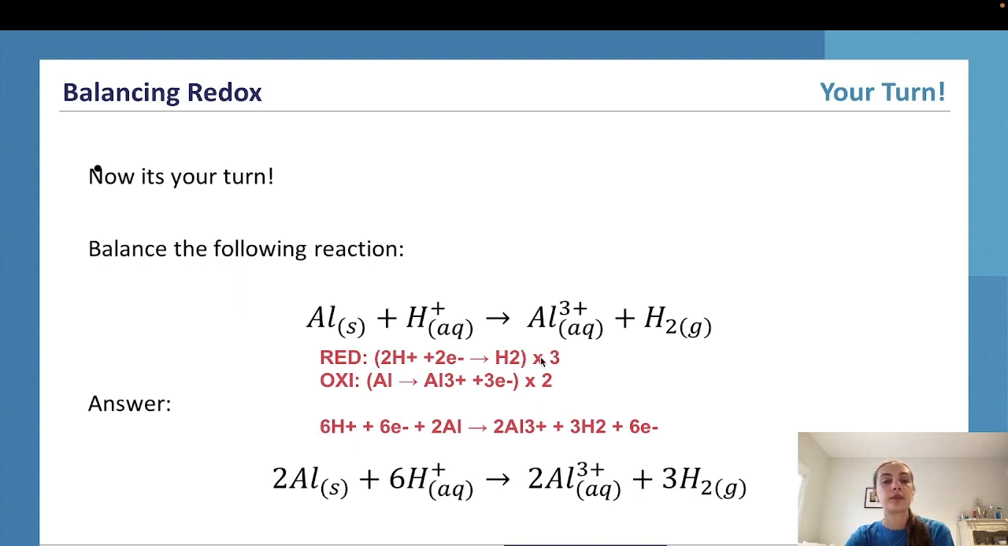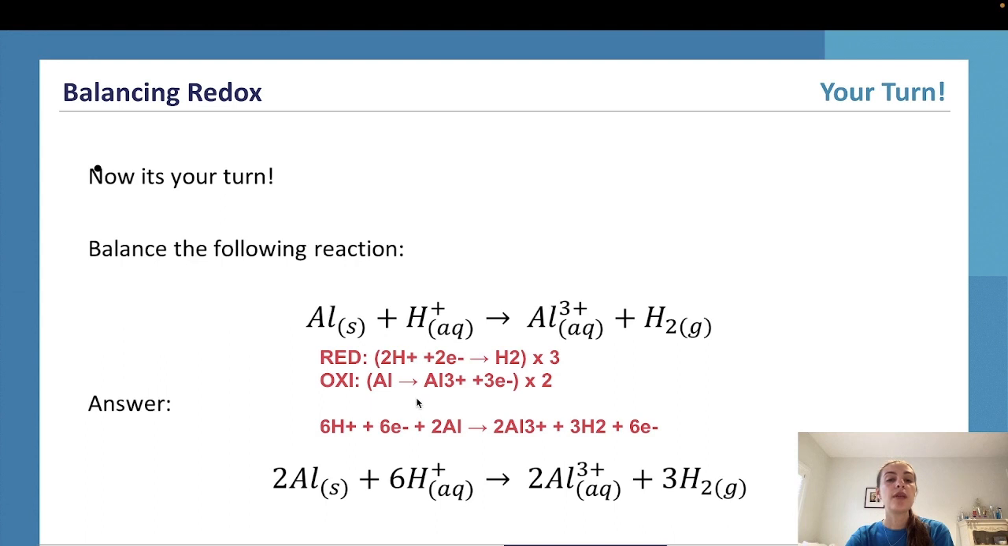And so with our reduction reaction and our oxidation reaction, we need to find a lowest common multiple, and that's going to be 6. So we need to times the reduction reaction by 3 and the oxidation reaction by 2. So that's going to give us 6H+ plus 6 electrons makes 3H2. And then over here for the oxidation, it's going to give us 2 aluminium makes 2 aluminium 3 plus plus 6 electrons.